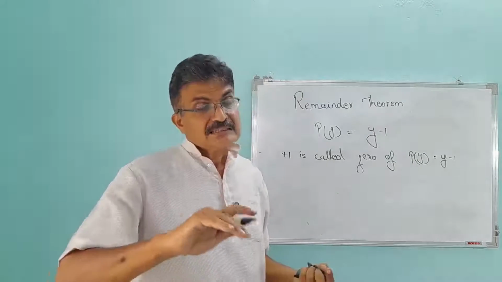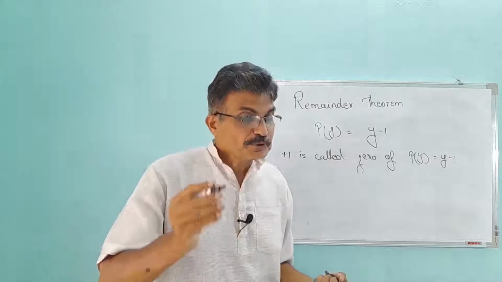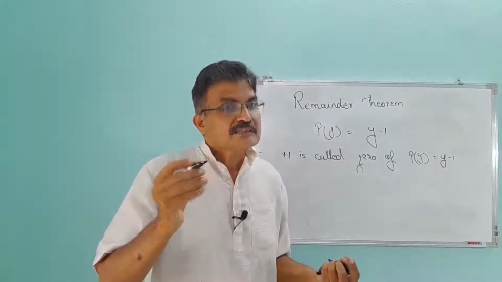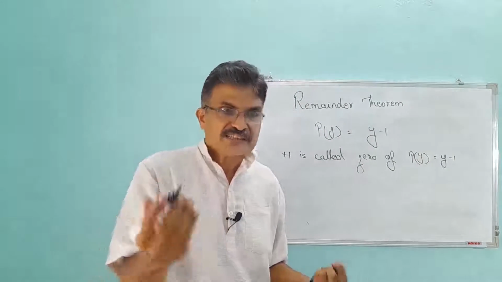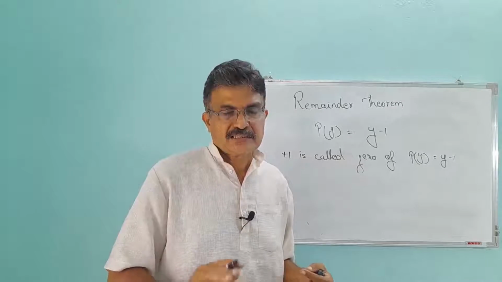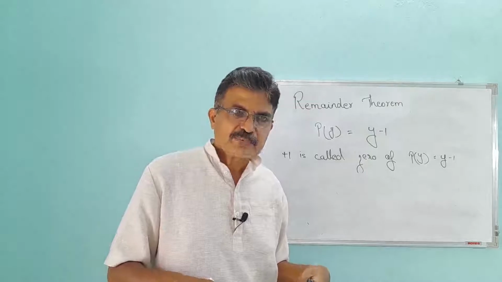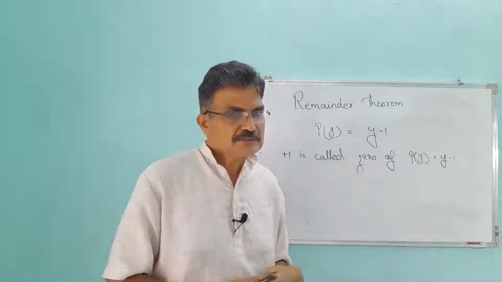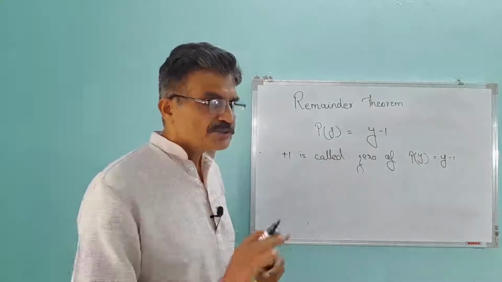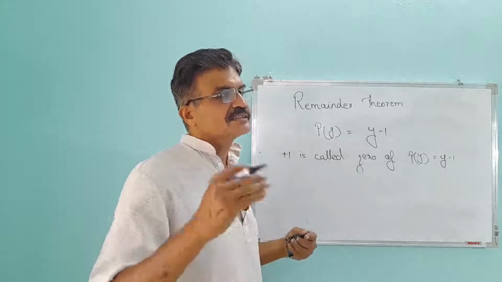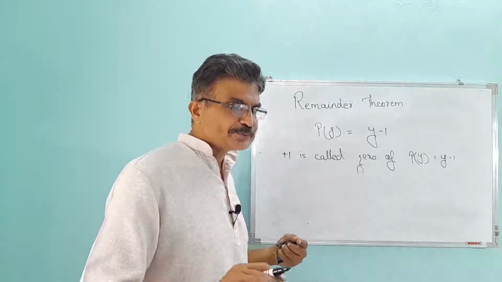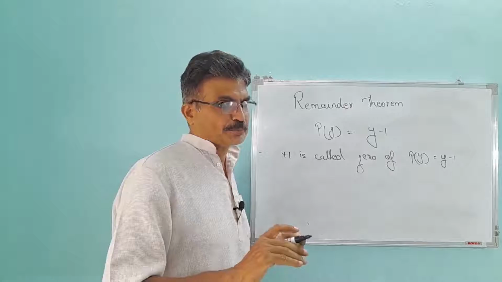The zero of the polynomial is obtained by equating the polynomial to 0. Then it turns into a polynomial equation. By equating to 0, we get the value of the variable for which the polynomial becomes 0. So for a polynomial, we say zero of the polynomial. For a polynomial equation, we must say root of the polynomial equation.